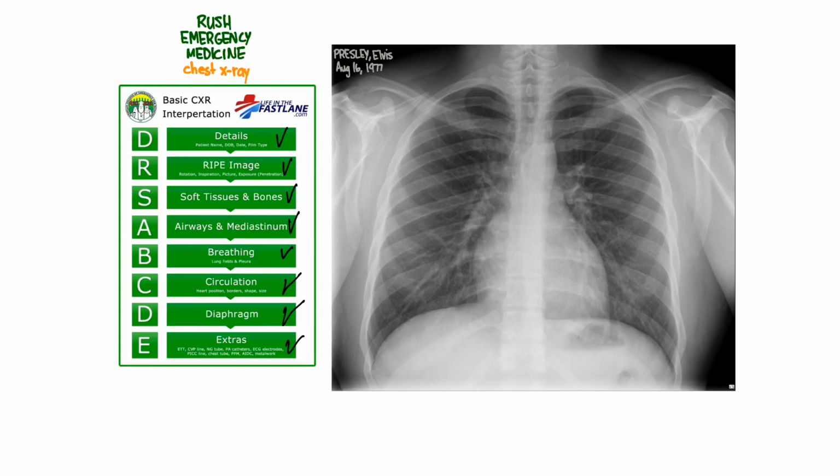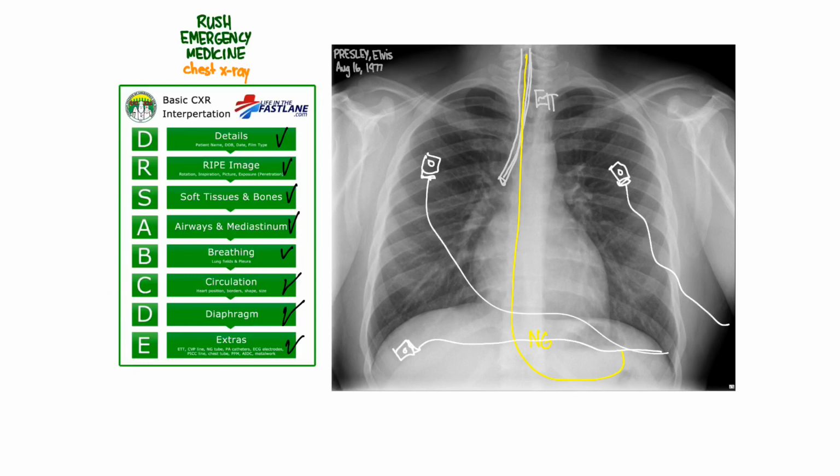And extras are other things that you might see. You might see an endotracheal tube, which has a radiopaque stripe so that we could see it on X-ray. We may also see things like an NG tube, which should be going down into the stomach. You may also see leads from the cardiac monitor, pacemakers and other devices, and other tubes like chest tubes.